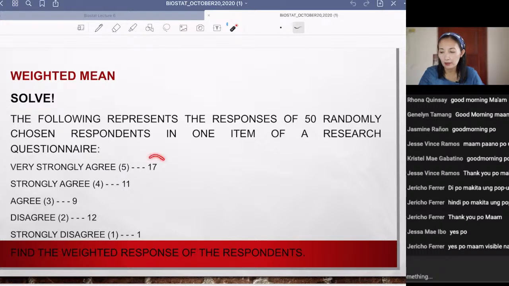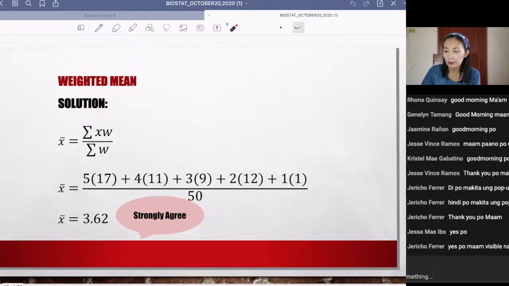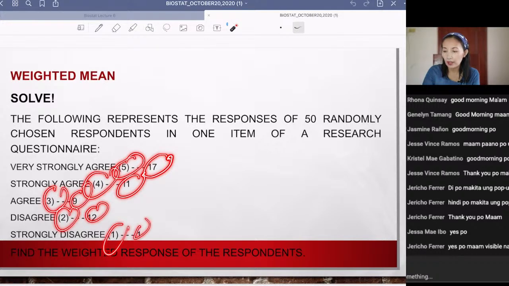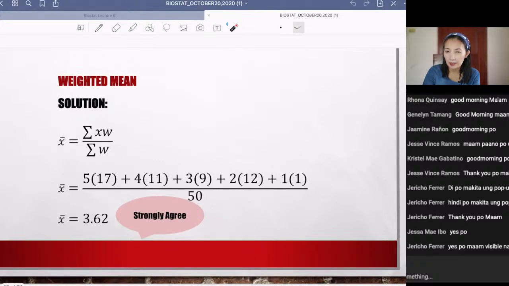17 answered 5, 11 answered 4, 9 answered 3, 12 answered 2, and 1 answered strongly disagree. 17 plus 11, that's 28. Okay? 28 plus 9, 37. 49 plus 1, 50. Correct. Okay? So, how shall we solve for weighted mean? You simply have to multiply 5 with 17, 4 with 11, 3 by 9, 2 by 12, and 1 by 1, divided by 50.